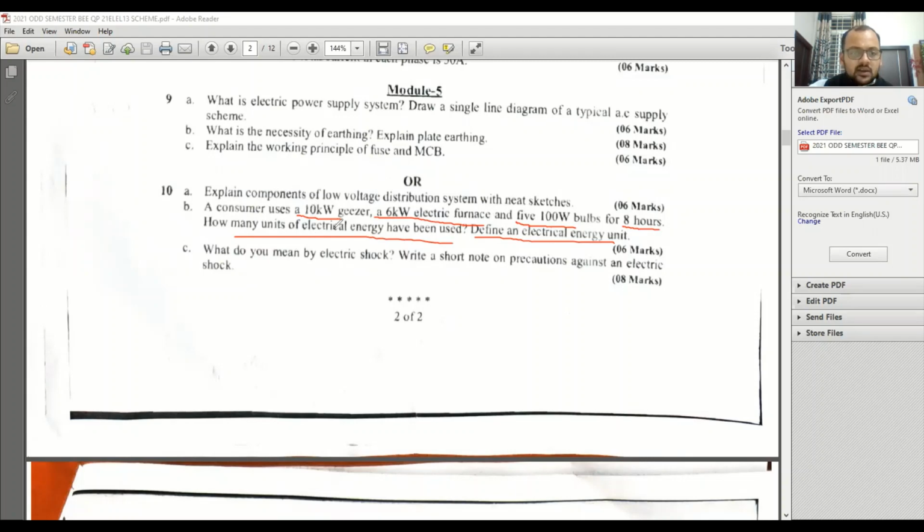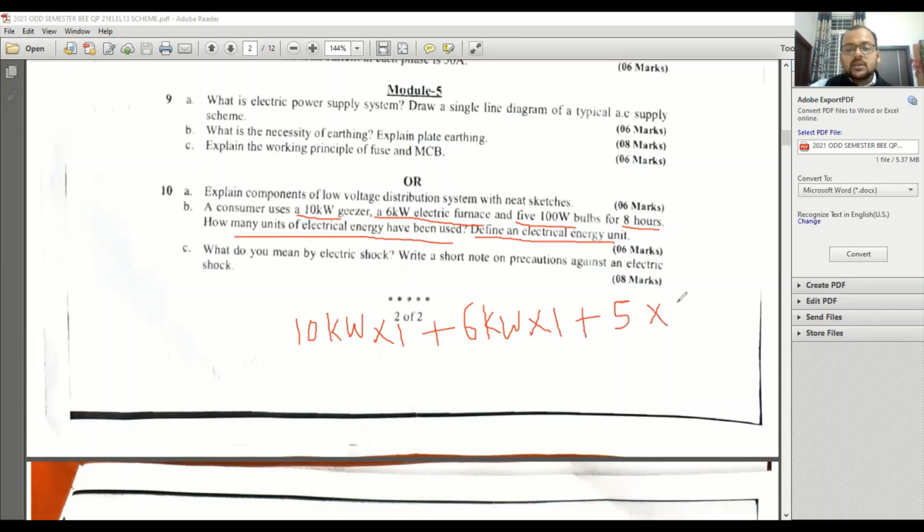So there is a 10 kilowatt geyser. How many are available? Only one, correct? Then a 6 kilowatt electric furnace. So 6 kilowatts. How many electric furnaces are available in the house? Only one. And 5 bulbs of 100 watts.